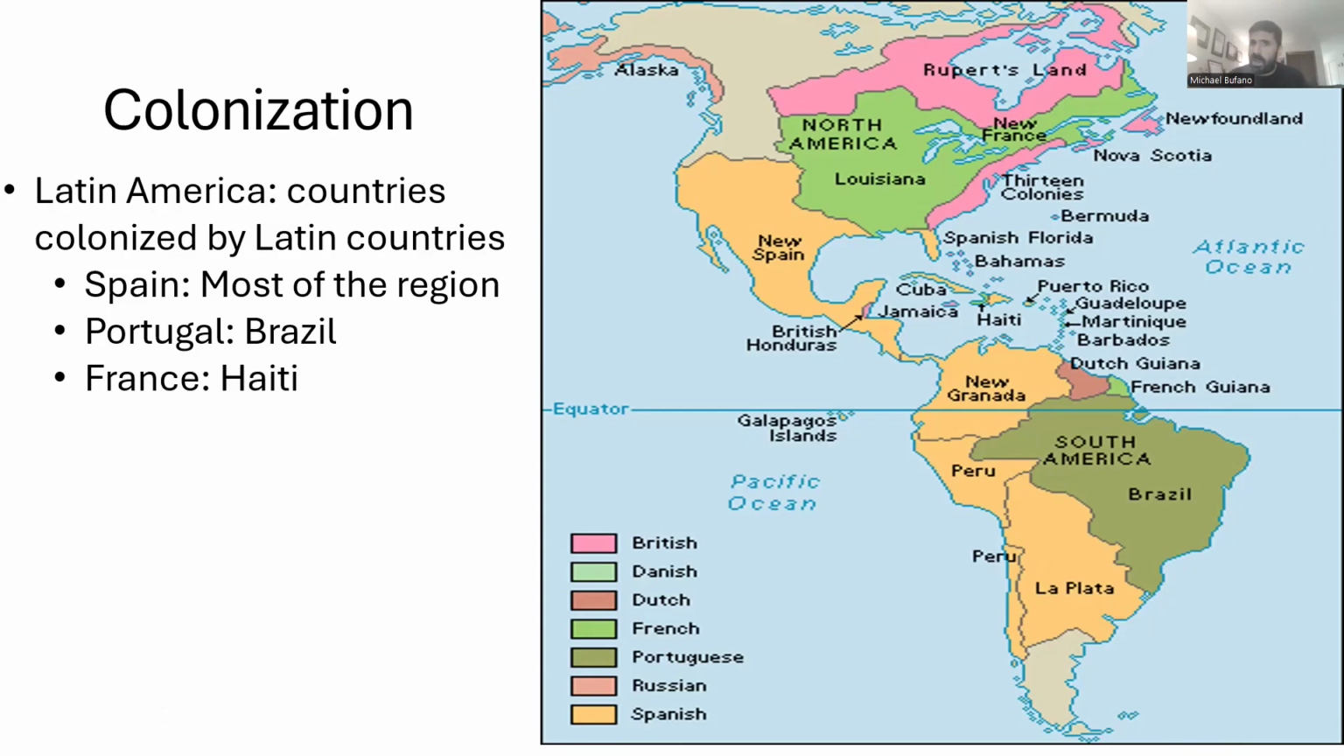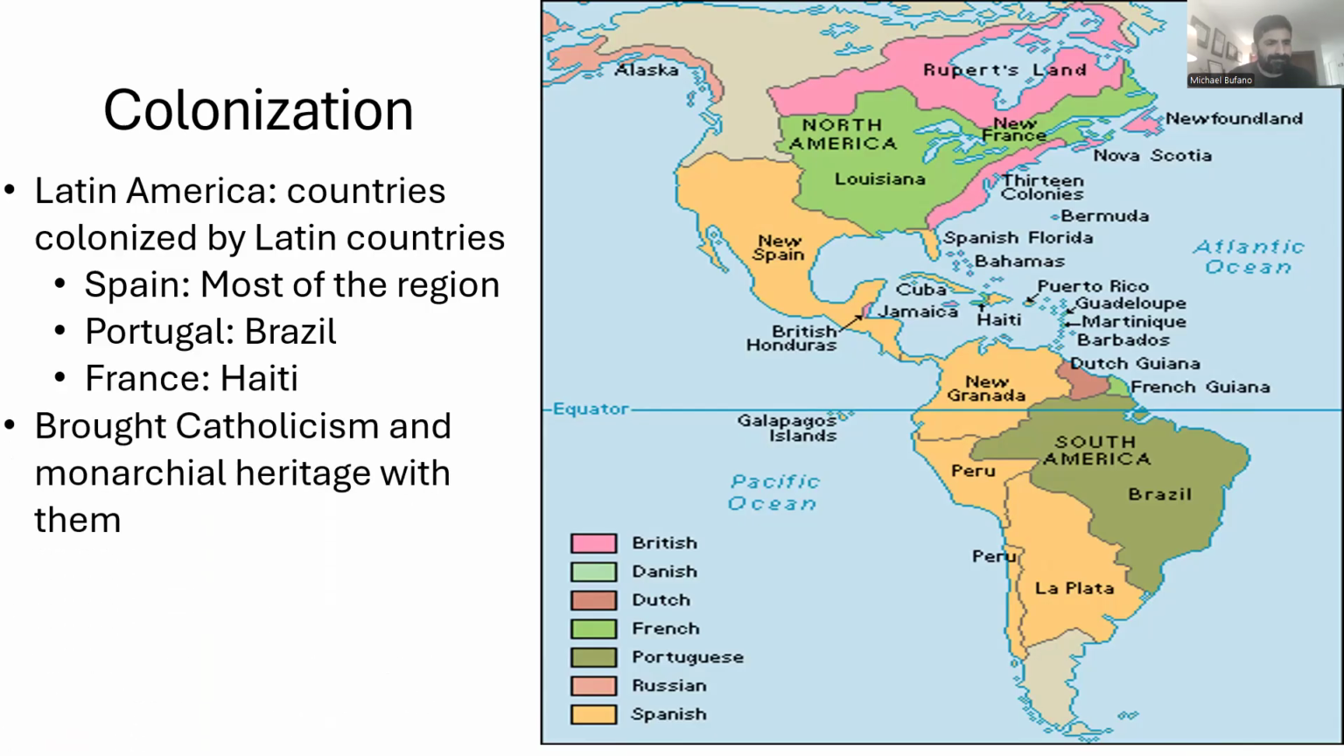Finally, France also had colonies in parts of both North and South America, although not as important a colonial player here in Latin America. They did, though, have a few colonies such as Haiti and a bunch of smaller Caribbean islands. So we're going to be talking a lot about Haiti in this class, a very important country within this region.